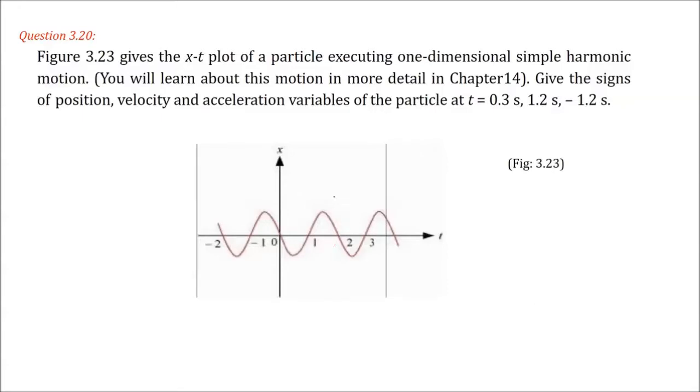In this figure, this is an x-t plot of a particle executing one-dimensional simple harmonic motion. We'll talk about this in later discussions, but we'll give you a formula. Give the sign of position, velocity and acceleration variables of the particle at t equal to 0.3 seconds. That means somewhere here. And it is very easy to find out. If this is negative, this is positive, like this. At 1.2, somewhere here, and minus 1.2, somewhere here.